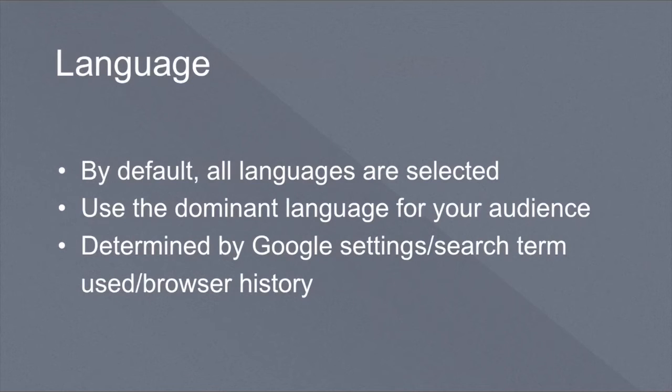Now, something related to location, but not specifically identical, is language. By default, all languages are selected. If you have a dominant language in your area and you just want to focus on that, then you can set it. In most cases, English, Spanish is a great way to do it. In case you're wondering what determines what language is, Google uses a variety of things, from a person's settings if they've got a Google account and they're logged in, from the search term they've used, and from their browser history. Google will work out what language a user is using and show you the right results for it. So your choice, you know your customer base, you know what type of customers you're attracting. So let's have a look.